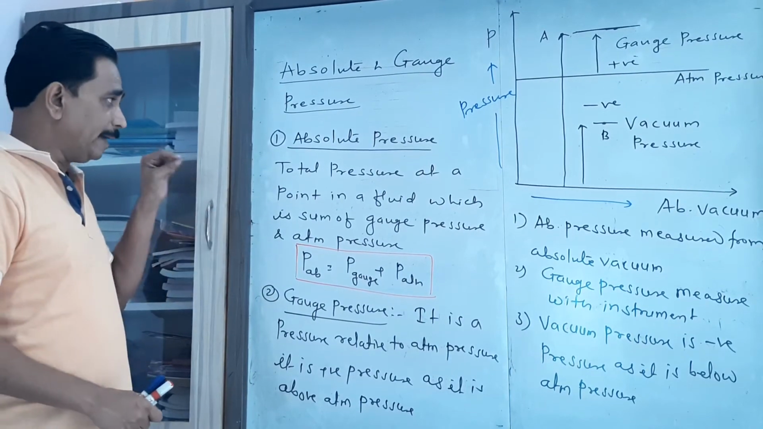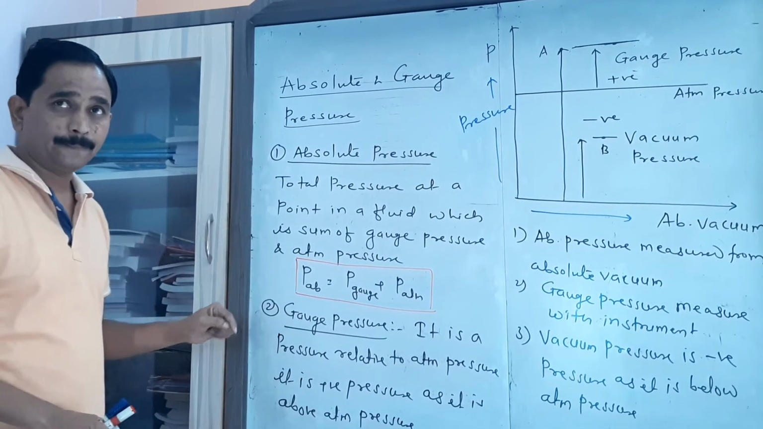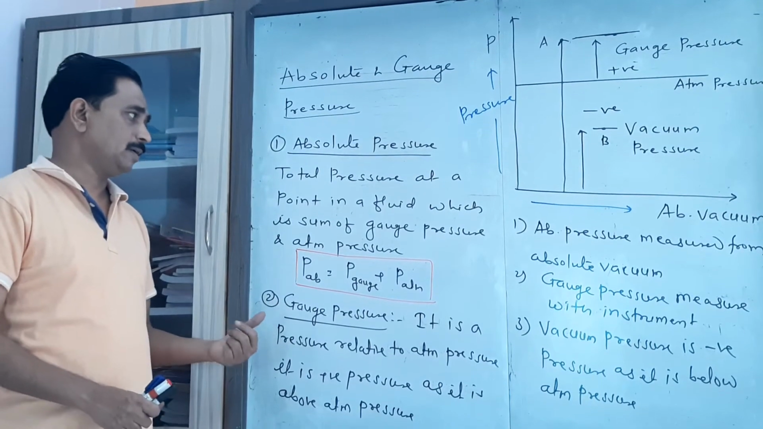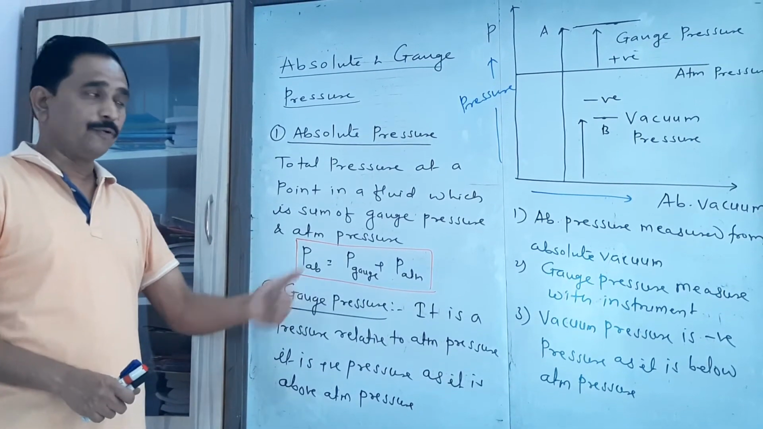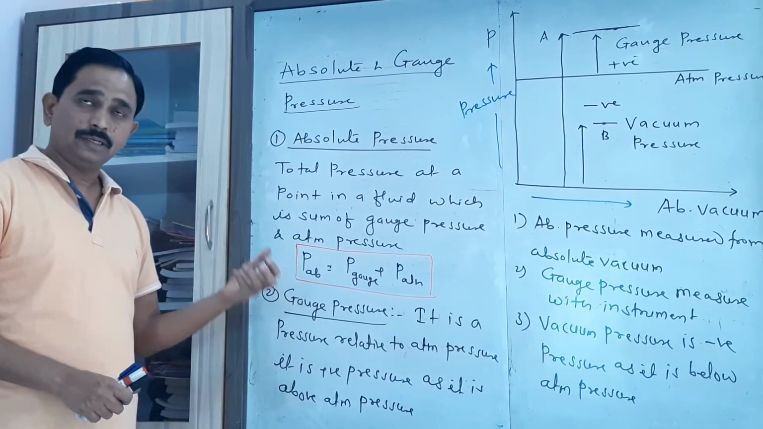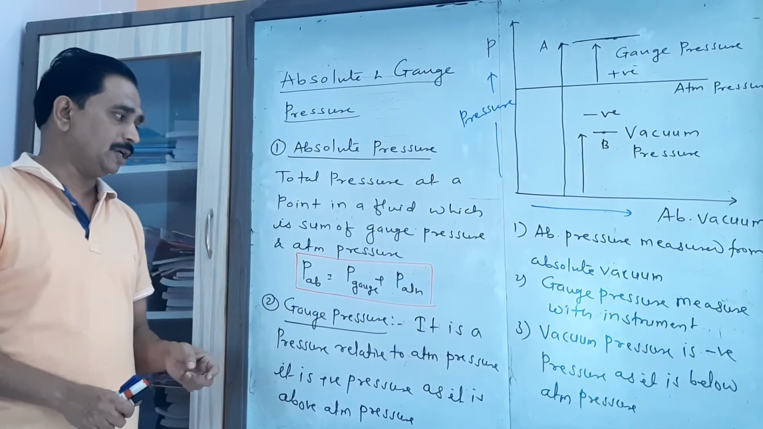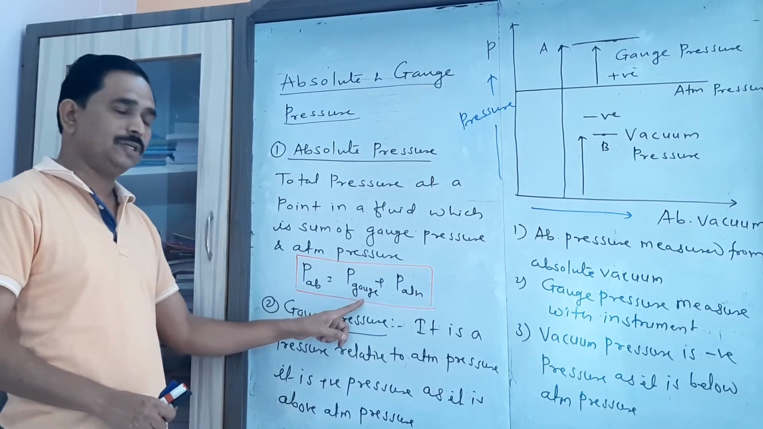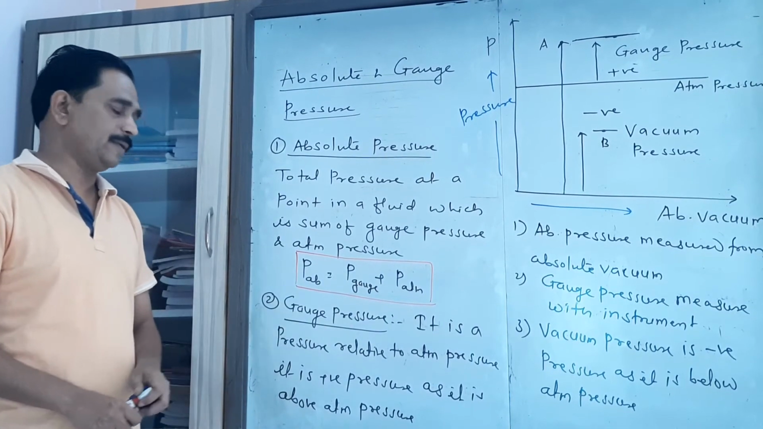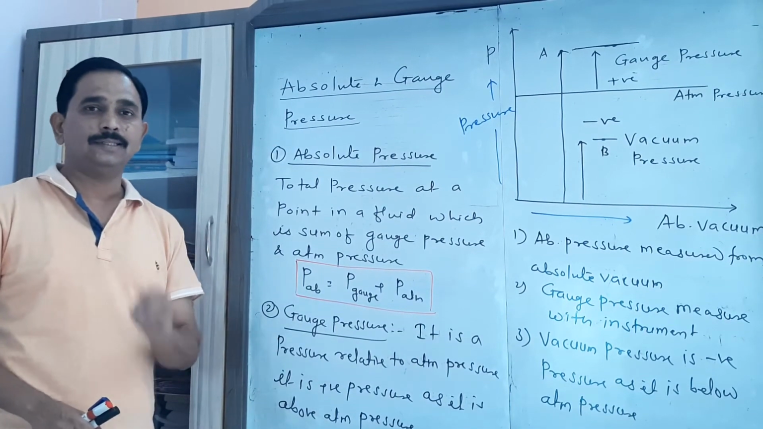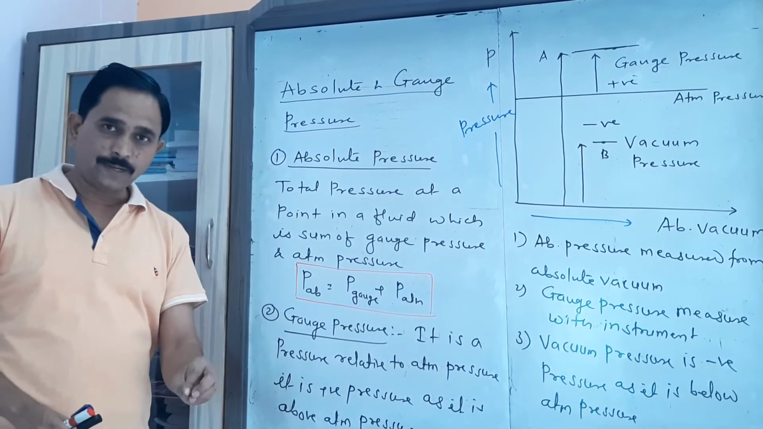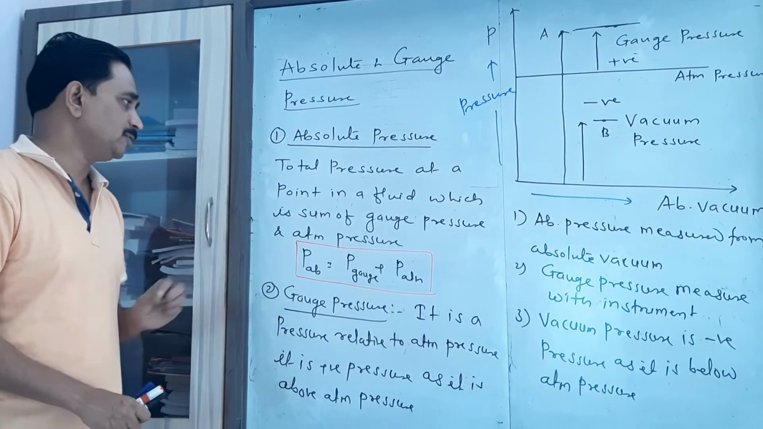Absolute pressure is simply the total pressure at a particular point in a fluid, which is the sum of two pressures, that is the gauge pressure and the atmospheric pressure. So simply keep in mind, absolute pressure is the sum of atmospheric pressure and the gauge pressure.